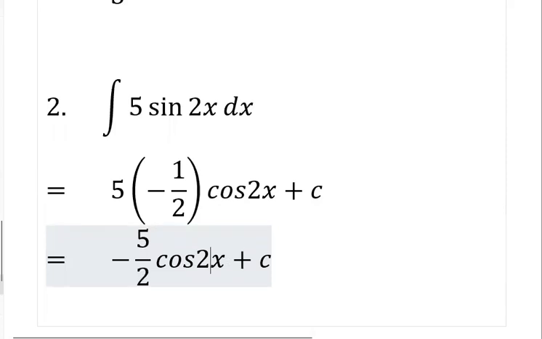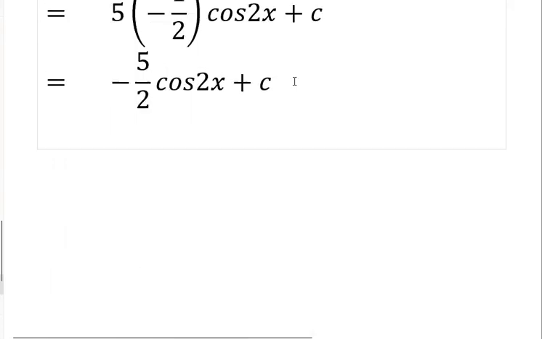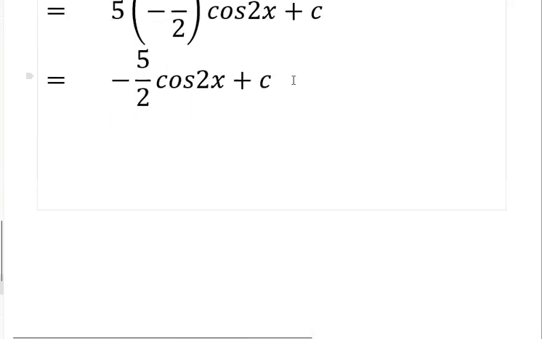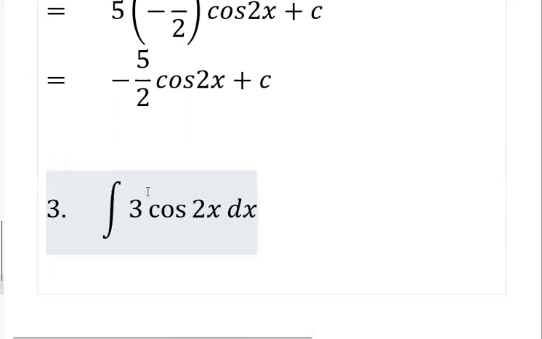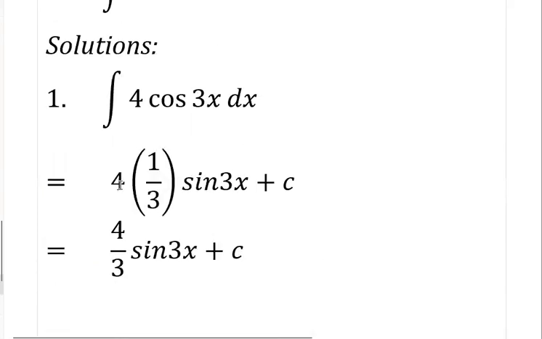So let's go straight to question number 3. We have to integrate this. Let's bring it down here. Very good. So this is for number 3. Since this one is cos, we can make use of these templates that we have here. This is cos as well. So let's make use of these templates.